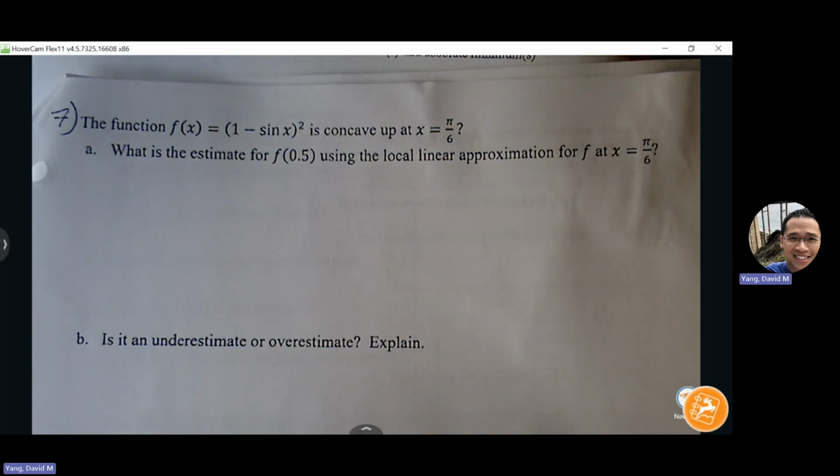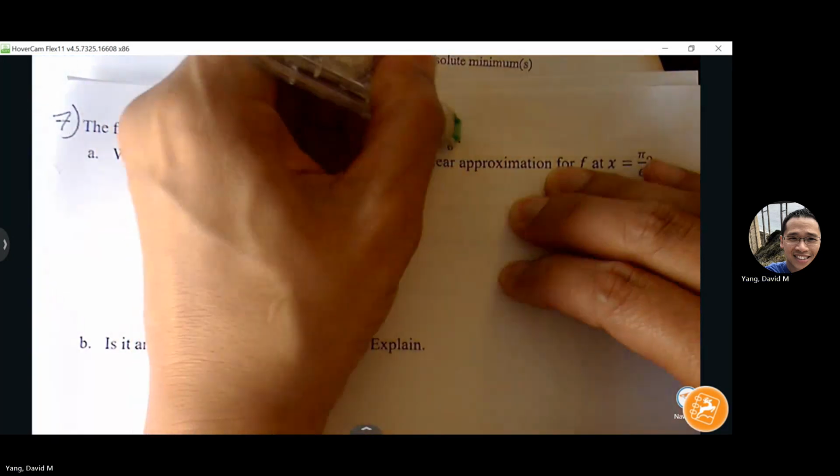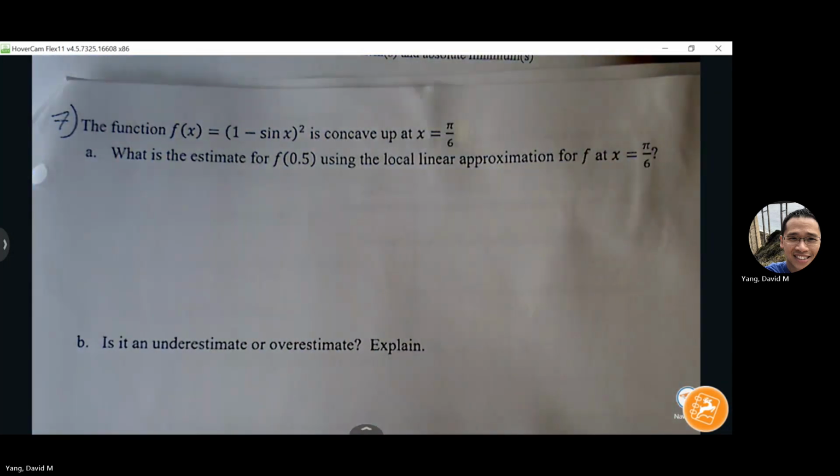Okay, the function f of x is concave. Sorry, that's not meant to be a question mark there. The function is concave up at x equals pi over 6. What is the estimate for f of 0.5 using local linear approximation for the function at x equals pi over 6?